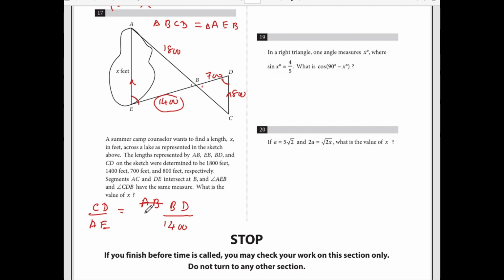Here CD is 800 divided by AE, x. BD is 700. So 700 over 1400 is 1 over 2, which is equal to 800 over x, and x is 1600 feet.